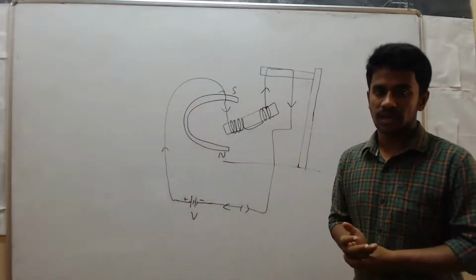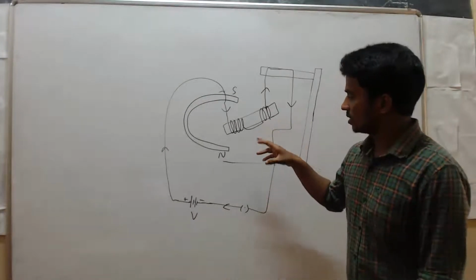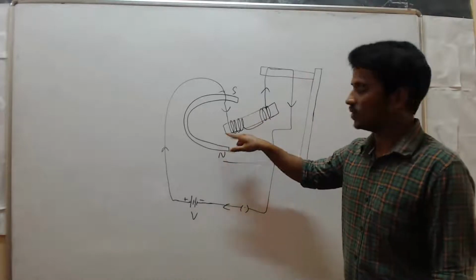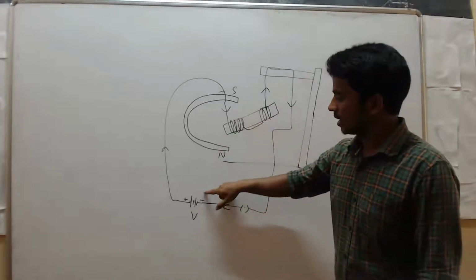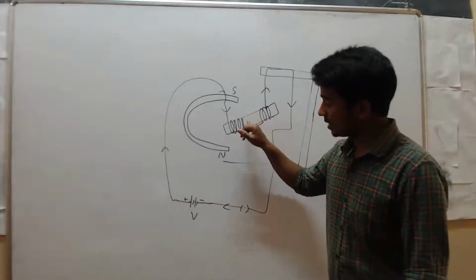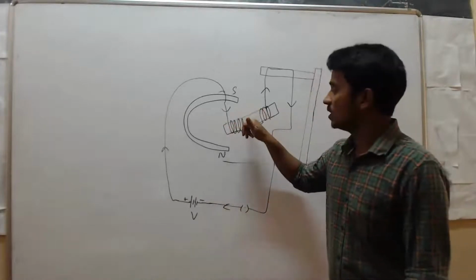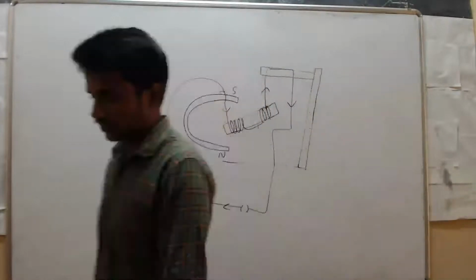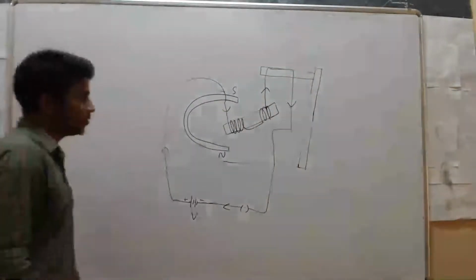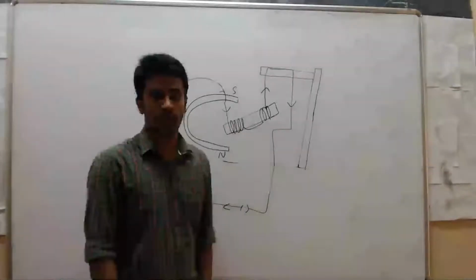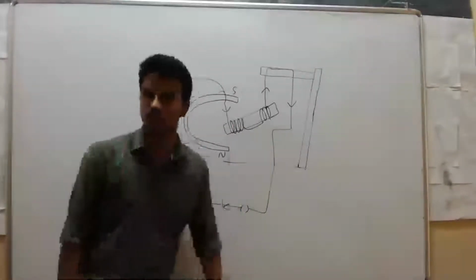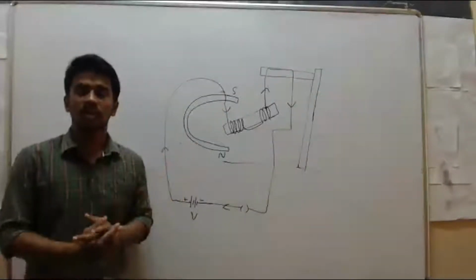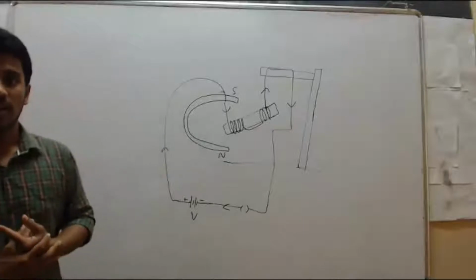We'll see later. When you keep a conductor between magnets and pass current through that conductor, it will experience a force. That force is called magnetic force. We will study which side this conductor moves, whether this side or that. We have one more rule, that is Fleming's left hand rule. What is that? Fleming's left hand rule.